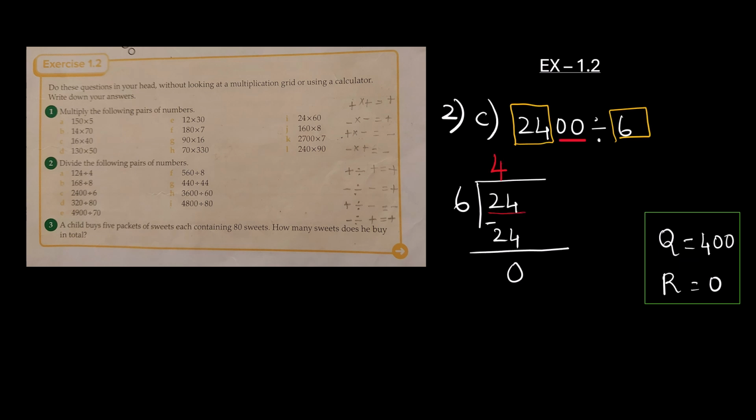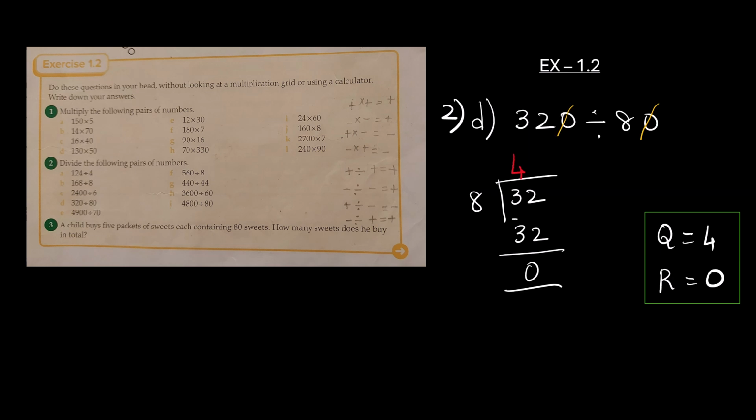C question is 2400 divided by 6. First we take the numbers. So 24 we are going to divide by 6. How many 6s make 24? It's a 4. So 6 times 4 is 24. So 24 minus 24 is 0. Now how many zeros we have here? 2 zeros. Just we add these 2 zeros in the quotient. So quotient is equal to 400. Remainder equals 0.